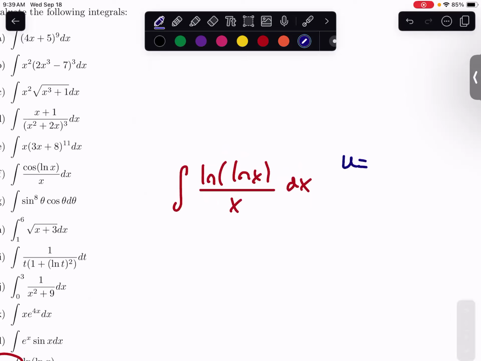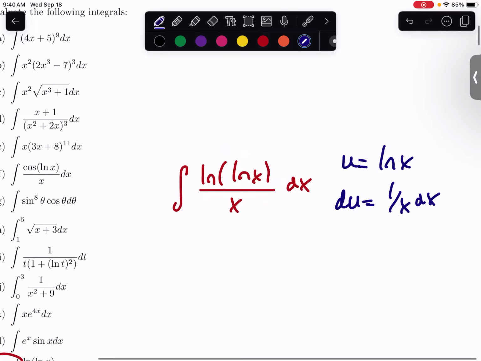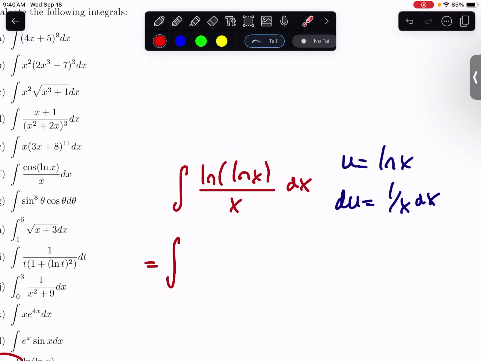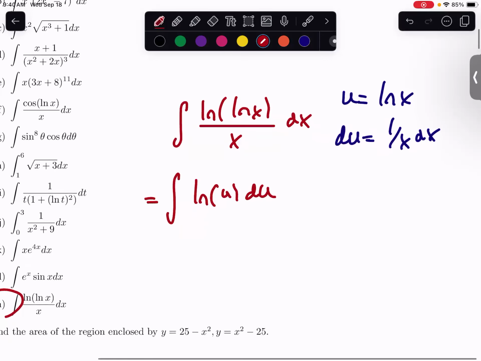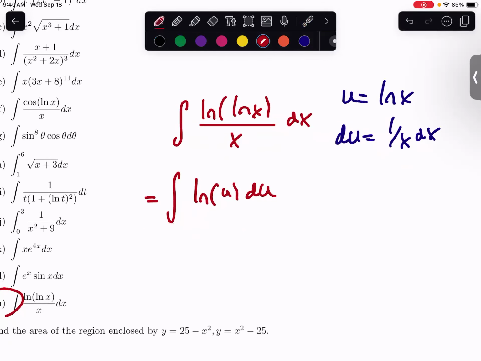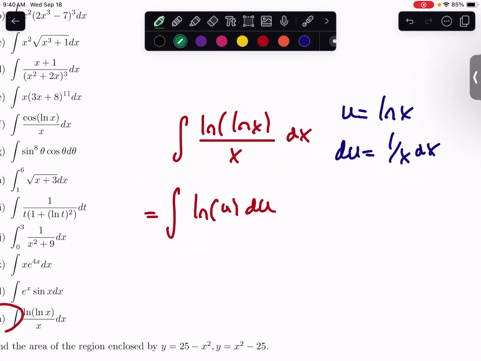We'll let u be equal to the natural log of x. Then du is equal to 1 over x dx. So you can rewrite this in the following way. In this case, du is 1 over x dx, and we have a 1 over x dx inside of the integral already. So this is just equal to the integral of the natural log of u du. You could just remember what the integral of the natural log of u is, but it's also good to know how to find it in case you don't have it memorized or it's not written down.